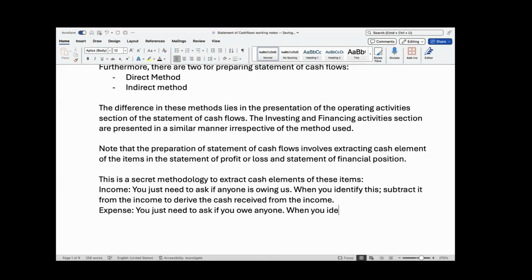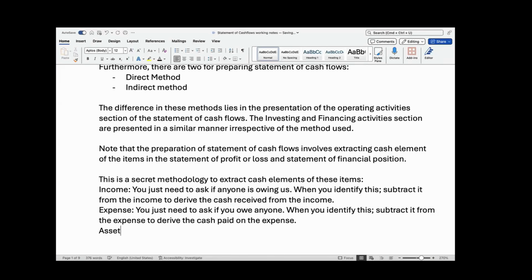So when you identify this, subtract it from the expense to derive the cash paid on the expense.